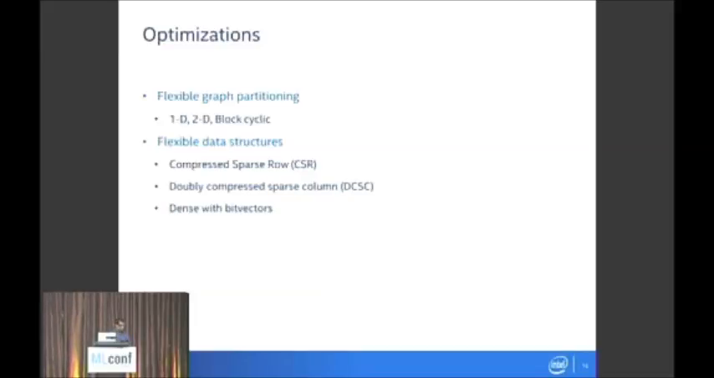We have flexible data structures. We support compressed sparse row, doubly compressed sparse column, and dense with bit vectors. All of these are useful for multiple contexts. And at the low level, we perform a lot of compiler optimizations. We have software prefetchers and intrinsic support, and we do vectorization where we can.